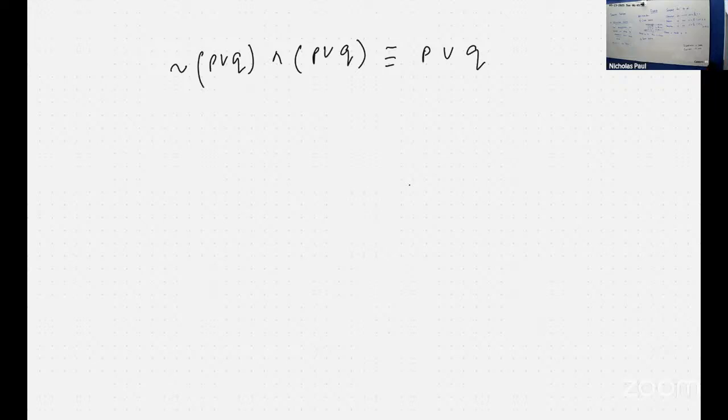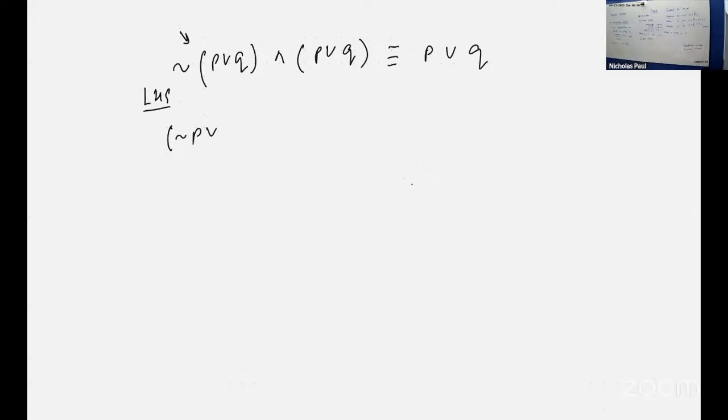Ready? So we start with the left hand side. Right? So let's see what we have first. So the first thing I'm going to do is apply De Morgan's law to this part here. So I'll end up with the negation of P and the negation of Q, right? And P or Q, right? That's the first law. That's De Morgan's law there.